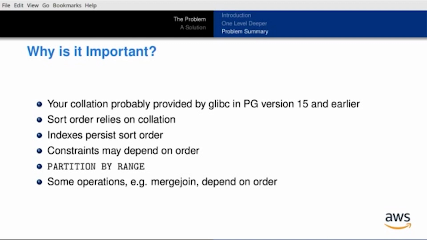So why is it important? Because chances are really good that if you're on Postgres 15 or earlier, you are using glibc as your collation provider. I'm sure there are people using ICU, but it's not the default, and most people end up using the defaults. So this may not apply to you, but by and large, the vast majority of the people using Postgres today have this problem.